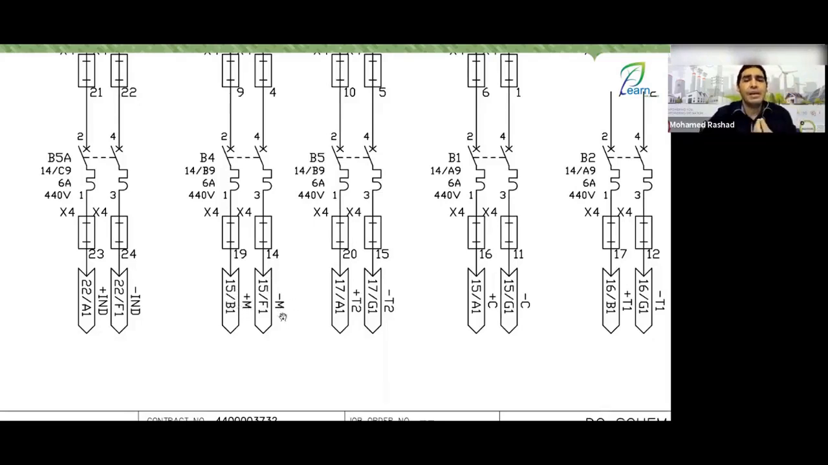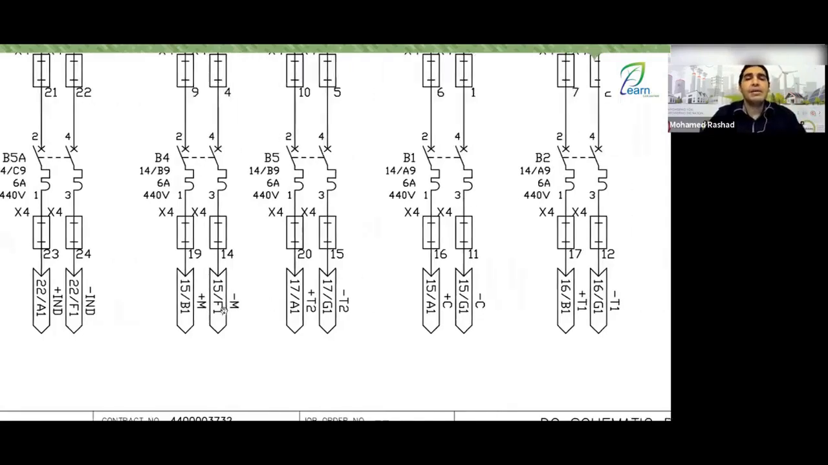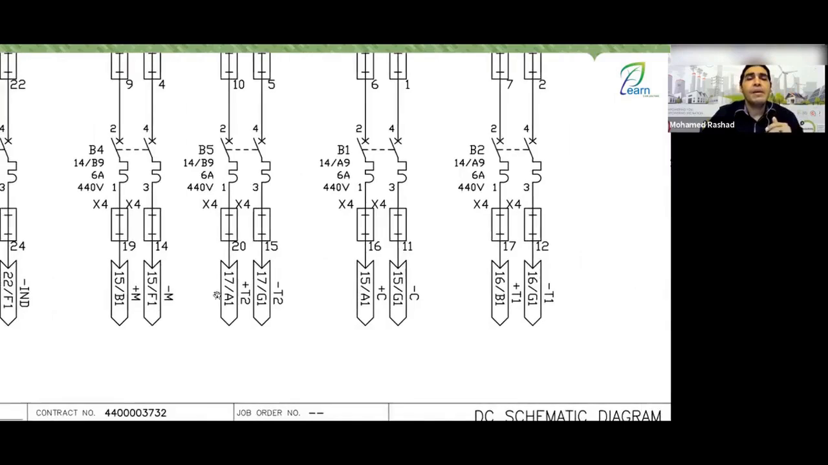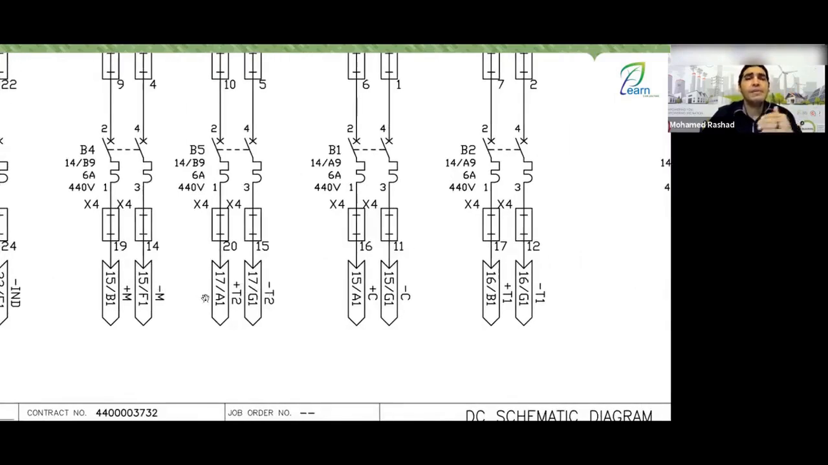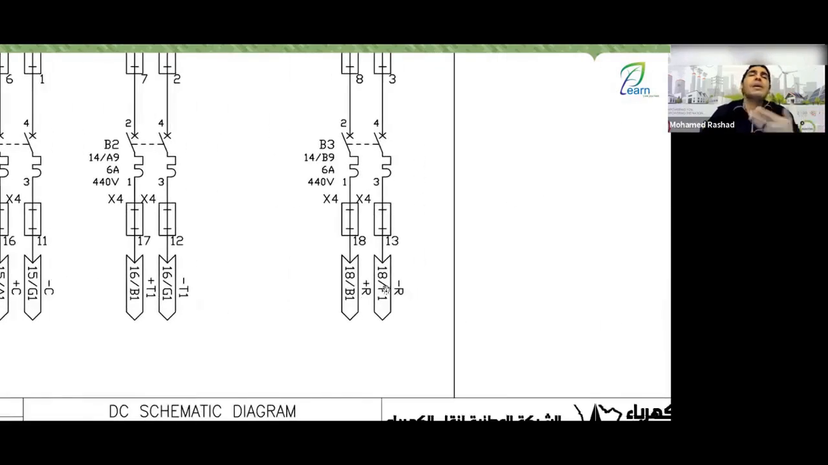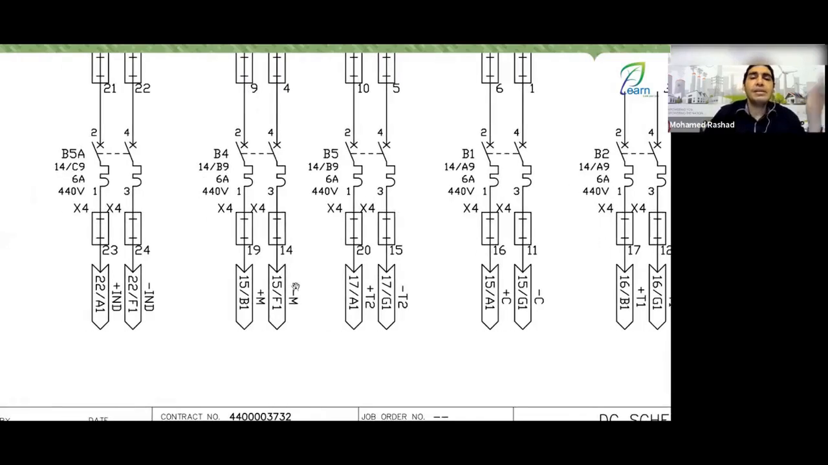First, plus M and minus M, because this is a DC circuit, so it's plus and minus. This is a motor circuit, so it's called plus M and minus M. As you will see here, for example, an indication circuit is called plus and minus IND, the abbreviation for indication. Or plus and minus T, which is trip. And you have trip 2 and trip 1, or plus and minus C, which is the closing circuit. Or plus and minus R, which is the relaying circuit. So this is the positive and this is the negative.